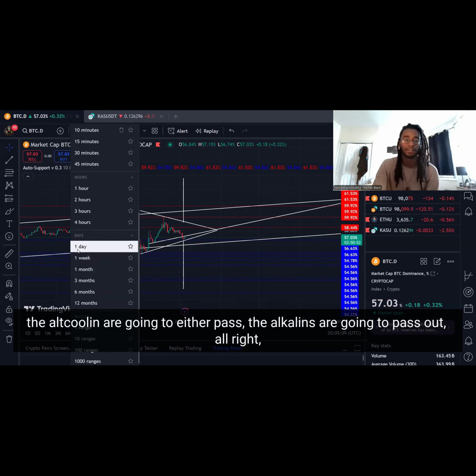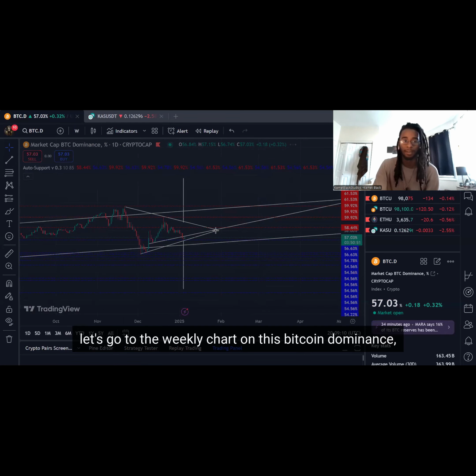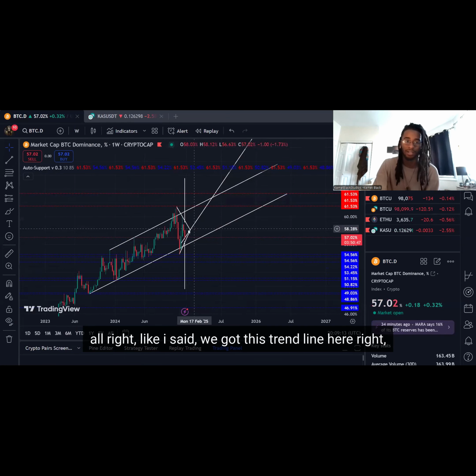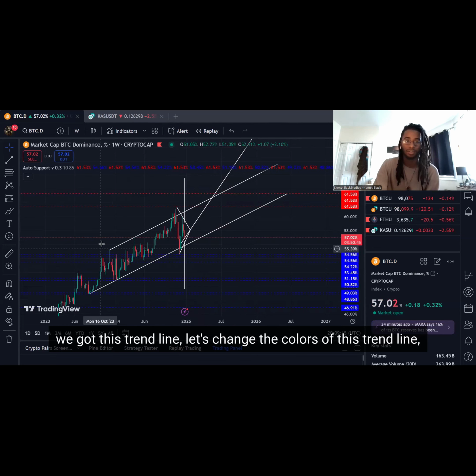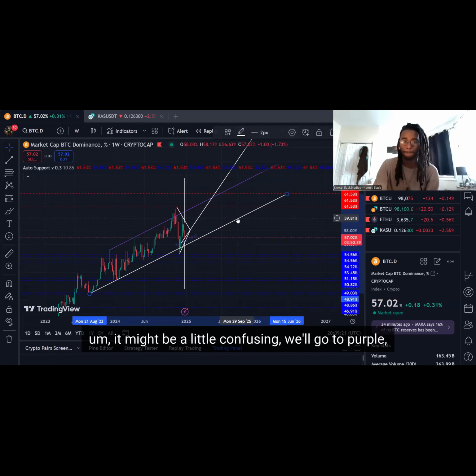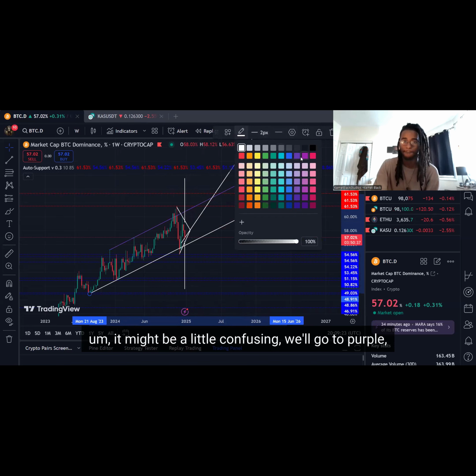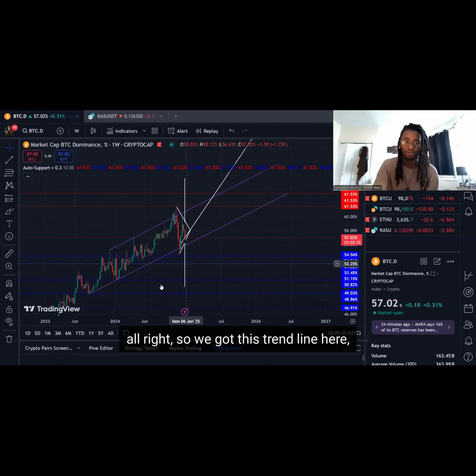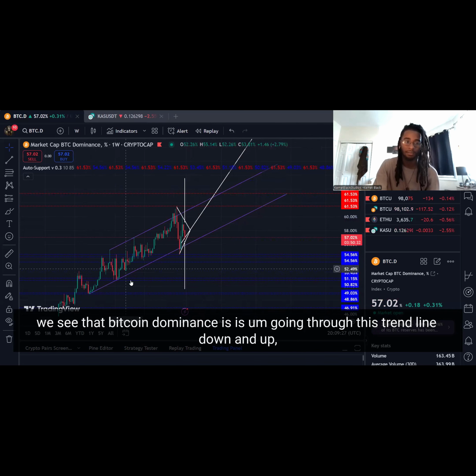Let's go to the weekly chart on this Bitcoin dominance. Like I said, we got this trend line here. Let's change the colors of this trend line, so it might be a little less confusing. We'll go to purple. So we got this trend line here. We see that Bitcoin dominance is going through this trend line, down and up.